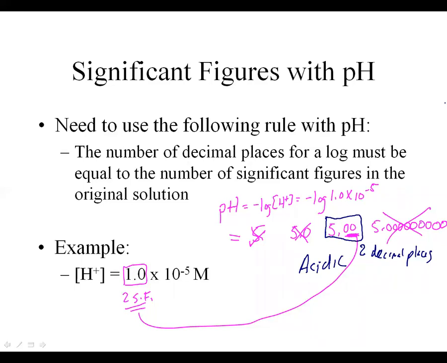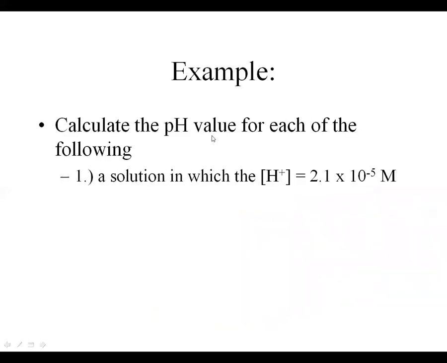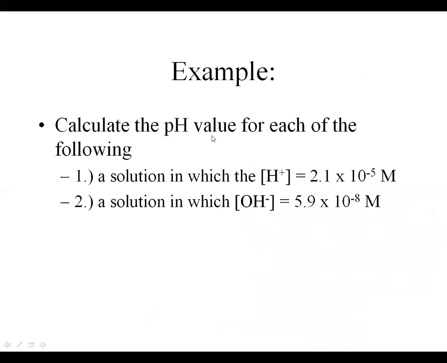All right. So let us take a look at an example. You've got a couple of solutions. For each of these solutions, calculate the pH. And while you're at it, figure out, are these solutions acidic, basic, or neutral? So calculate both of those and see what you come up with. Take a couple minutes, and we'll talk about it.